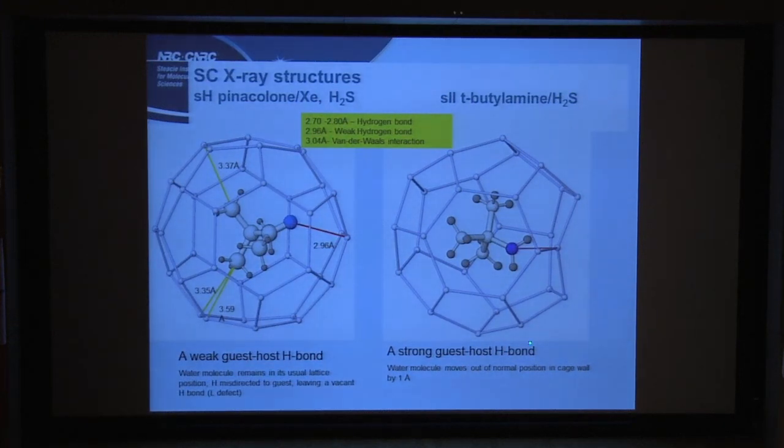On the other hand, in the other case we worked with, where the guest was hydrogen bonded all the time, you can see that there is in fact a strong hydrogen bond over here, and then in fact the water molecule to which it is hydrogen bonded has moved out of the normal position of the cage by 1 angstrom. So we have a distorted cage. And you can see that this now breaks one of the assumptions of the van der Waals model, that by distorting this cage, it also has an effect on the neighboring cage. So cage filling is now going to be connected.